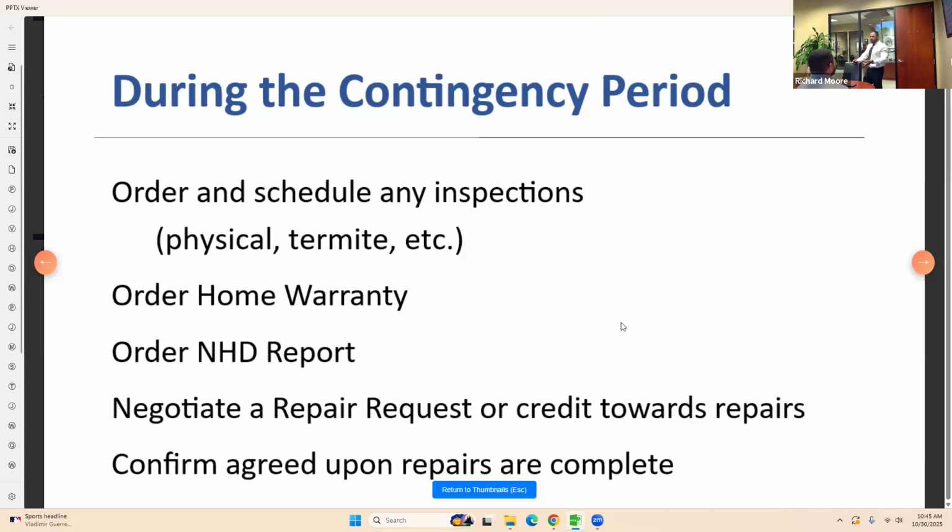Mostly safety issues is what you want to ask for. But sometimes it's better just to ask for credit. So then you're going to send over your request for repairs. And then the seller's gonna either accept it or deny it, or maybe give you a portion of it, or maybe say, we're gonna give you credit instead of fixing this. And then you guys agree to it, okay, everything's great. And then you confirm agreed upon repairs are complete 5 days prior to closing. Any questions here?